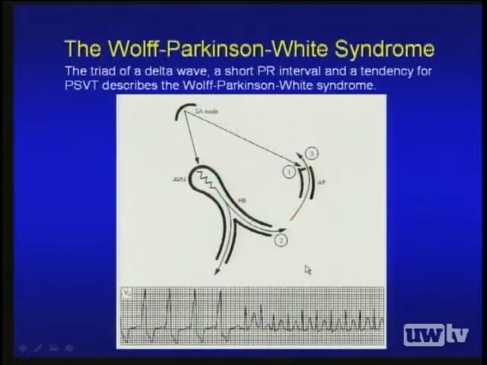So just to be clear on our definitions, the Wolff-Parkinson-White syndrome then is characterized by the triad of a delta wave, a short PR interval, and a tendency for a patient to have PSVT. Now, I noted to you earlier that patients frequently can have PSVT with what's called a concealed accessory pathway. That is, they have an accessory pathway. They do not have delta waves on the 12-lead electrocardiogram.